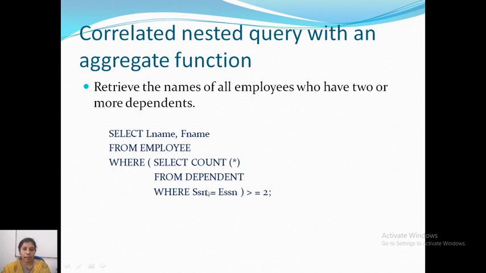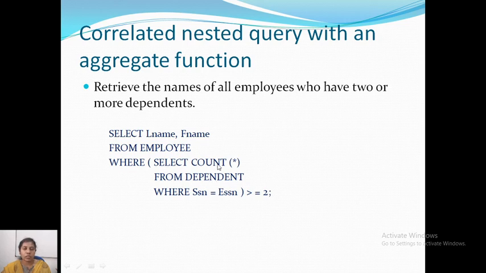Because here we are mapping dependent's SSN with employee SSN, the employee SSN is there in the dependent table. So we take a join of employee and dependent, and find out how many dependents each employee has. This query will give you the count, right? If this count is greater than or equal to 2, for such tuples you take last name and first name. Like this we can use the aggregate function in a correlated nested query.